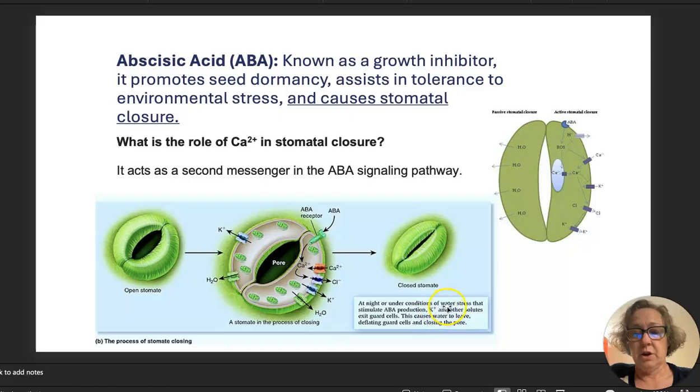Okay? So under water stress, your abscisic acid is going to open a calcium channel and all the other potassium channels, and this causes the water to leave and deflates the guard cell. Okay, so that is how our calcium channel is used in stomatal closure.